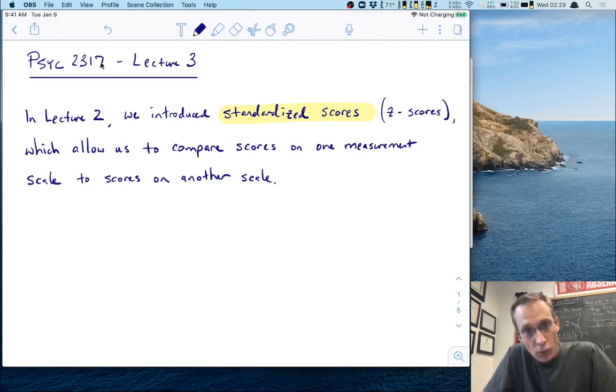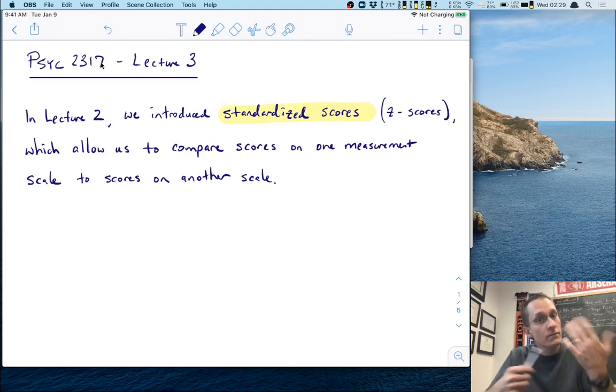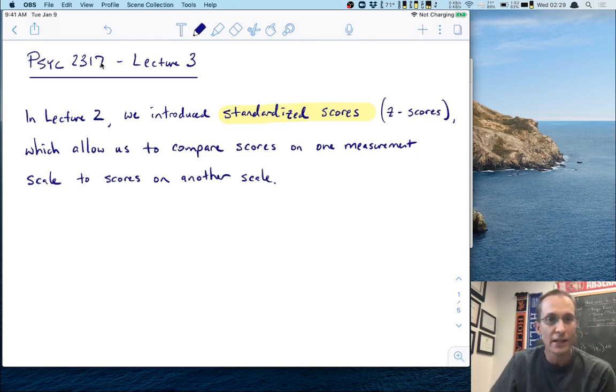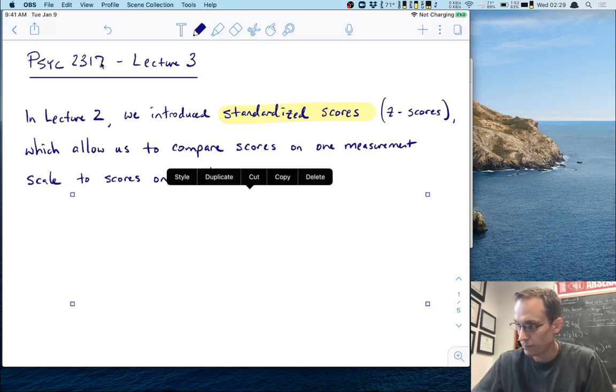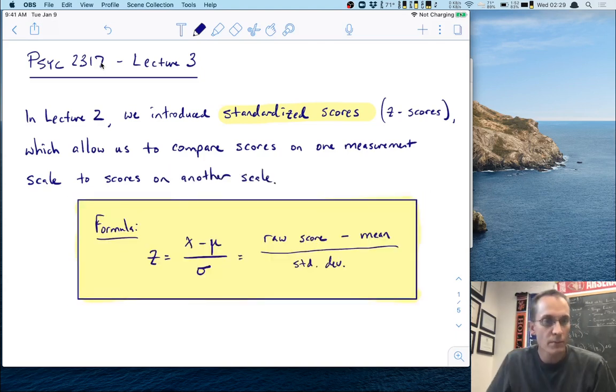Now, in Lecture 2, which is linked below, we introduced the notion of standardized scores. We called them Z-scores, and these allow us to compare scores on one measurement scale to scores on another scale. And you might remember that there's a nice formula for doing this. We have this formula: Z equals x minus mu over sigma.